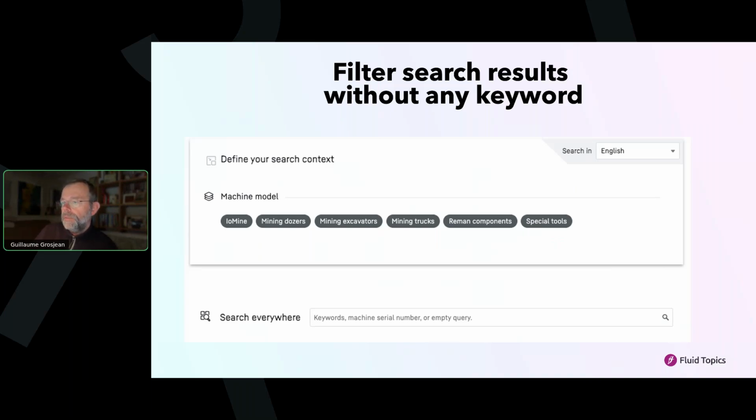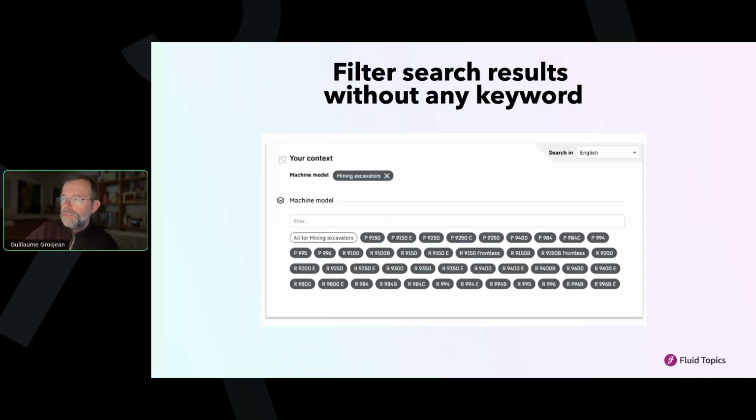So on Liber Mining, the first question that you have to ask yourself is, what is the machine I want to care about? I will select, if I remember well, the mining excavator. Yes, I have selected mining excavator. So I see that machine model is selected. And now inside the machine excavators, I have all the models that are available. I will select one of these models. So I just click on the button.